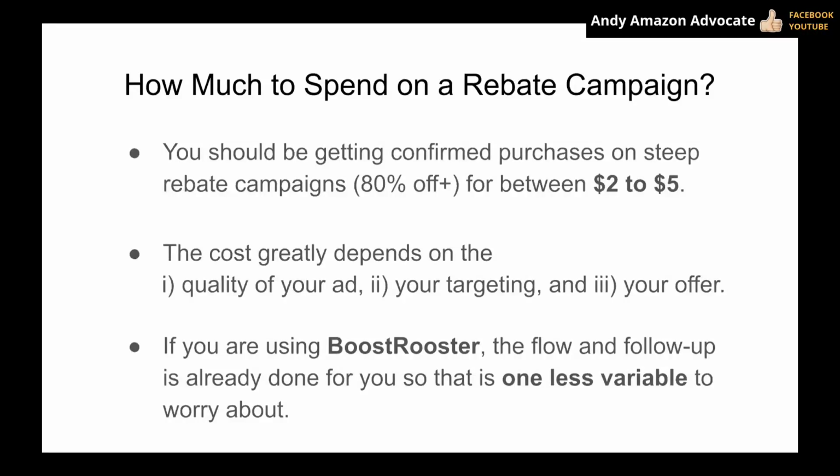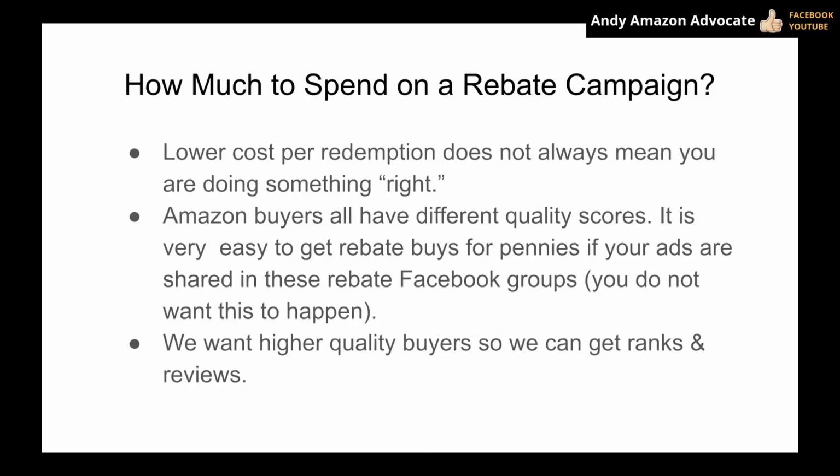If you're using Boost Rooster, you're going to have a better performance than most templates because we automatically follow up, and the way that we do it is optimized to get that cost per conversion down. But still, you're getting real buyers. We're just trying to make the real buyers more likely to purchase. And like I said earlier, lower cost per redemption doesn't always mean you're doing something right. Amazon buyers have different quality scores. We want higher quality buyers. Finding people on Facebook versus going to a rebate distribution platform where there's a limited pool of buyers is going to give you access to a larger pool of buyers, more quality buyers, and that's why Facebook is so powerful.